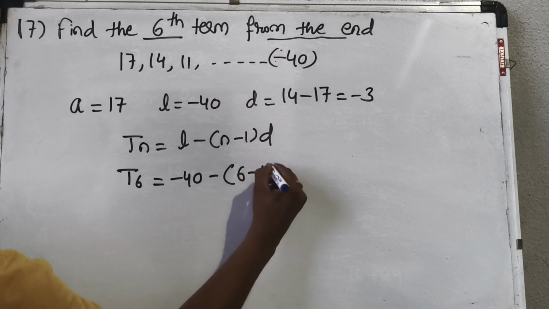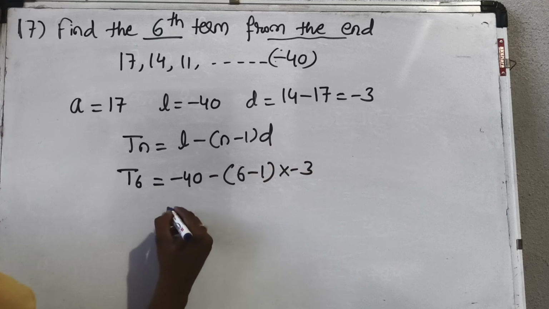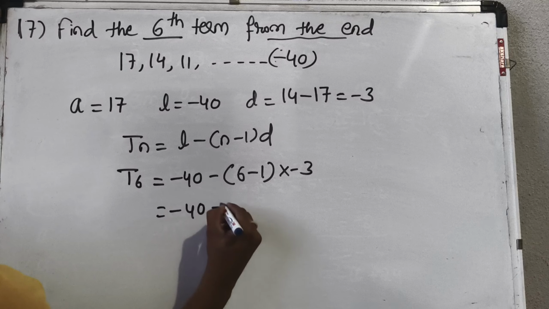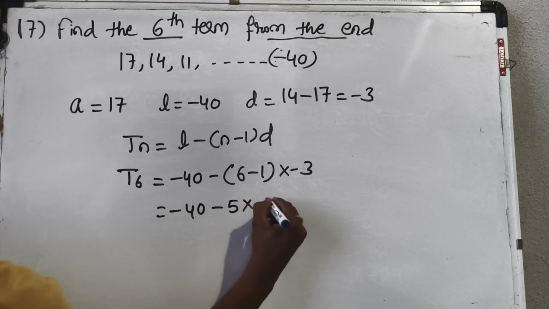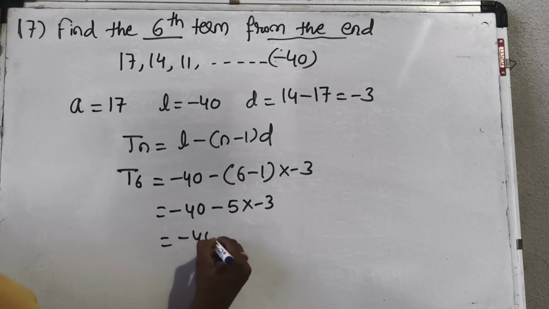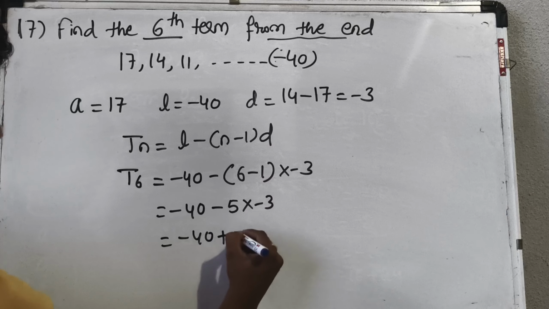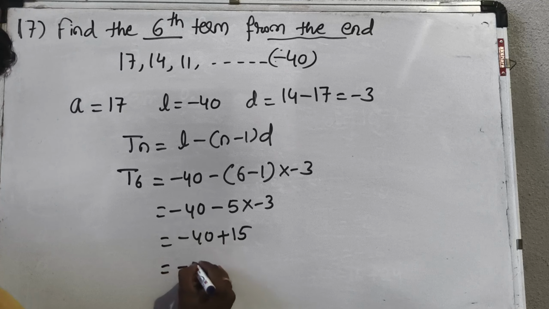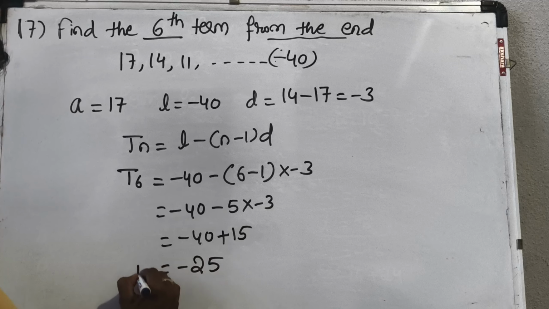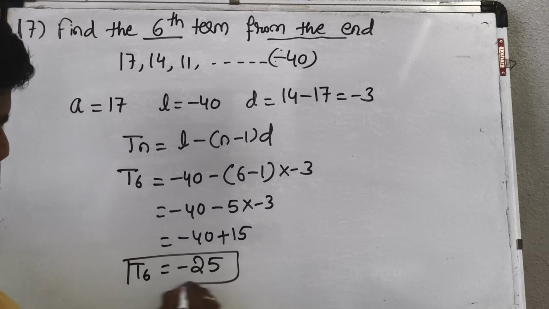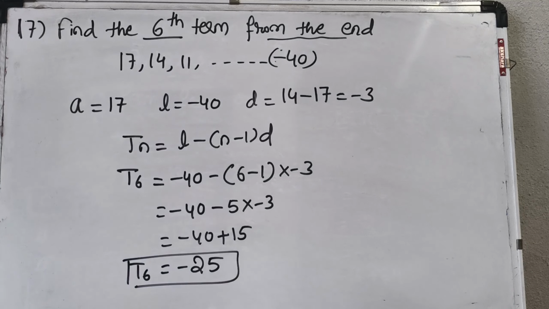He is asking the 6th term, T6 is equal to minus 40 minus (6 minus 1)d. d is minus 3, so minus 40 minus 5 into minus 3. 5 threes are 15, and minus into minus is plus, so minus 40 plus 15 is minus 25. The 6th term from the end is minus 25.